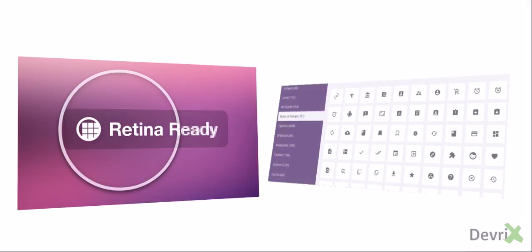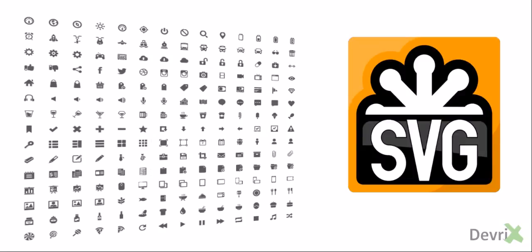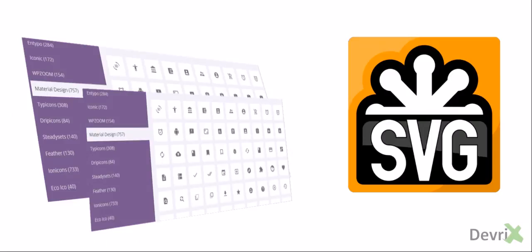Plugin features: Retina ready and high resolution vector icons. All icons are Retina ready. Use icons at any size without affecting their quality. Webfont, SVG and PNG formats. All the icons are included in Webfont, SVG and PNG files.